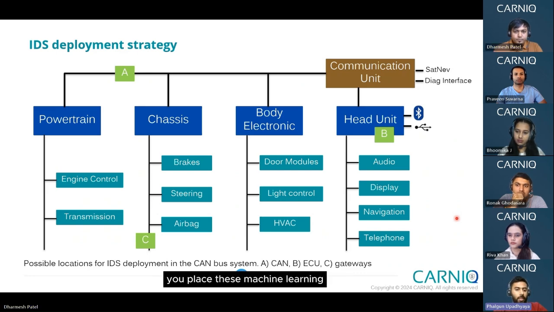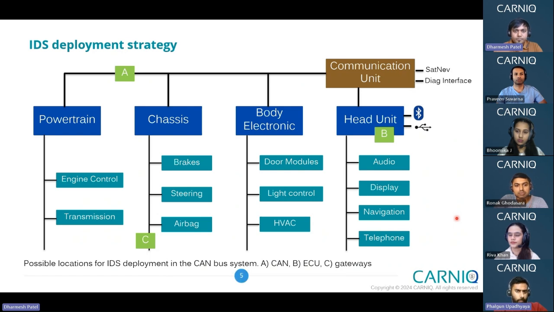Do you place these machine learning algorithms in the ECU or in the backend? Mostly currently it happens in the backend, because current ECUs do not have that much memory or processing power at the moment. So currently this is analyzed in the backend.